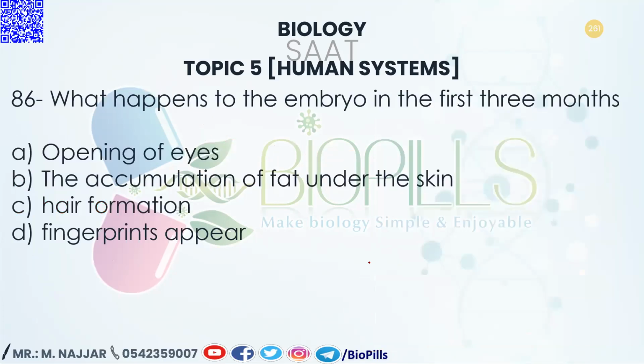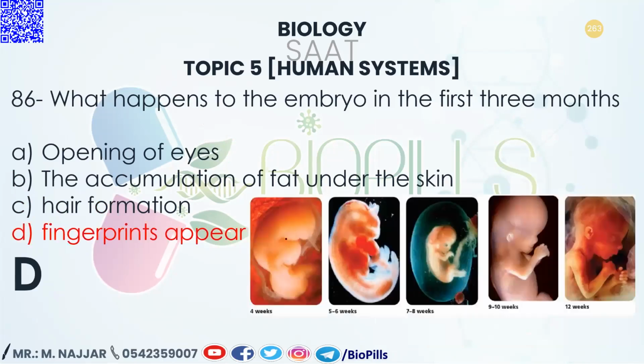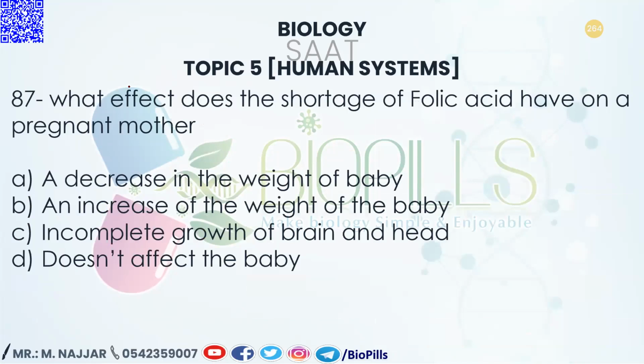Question number 86. What happens to the embryo in the first 3 months, or the first trimester? Yes, the fingerprints appear. You have to keep that, it is very important. What effect does a shortage of folic acid have on a pregnant mother? It affects the baby, surely, causing incomplete growth of the brain and head because of the lack of oxygen. Folic acid is needed to make hemoglobin, which is in the RBCs that transport oxygen to the baby, which is very important.